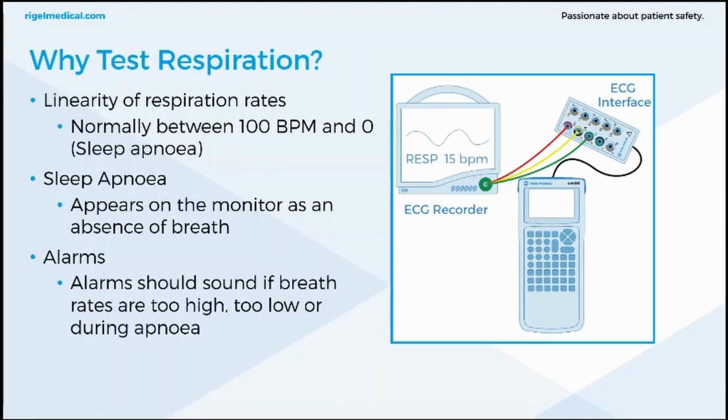So why do we test it? Linearity of respiration rates, normally between 100 breaths per minute and 0. I put BPM, but it's breaths per minute, and 0 is sleep apnea, which appears on the monitor as an absence of breath. An alarm should sound if breaths are too high, too low, or during sleep apnea.